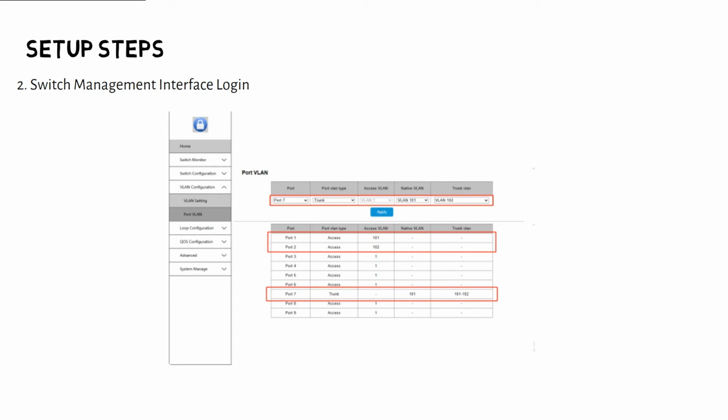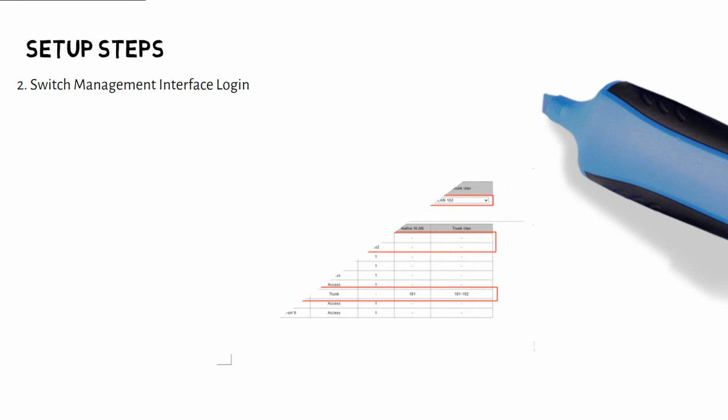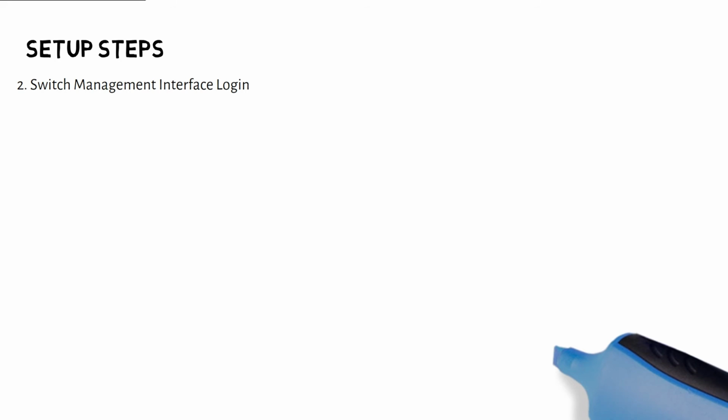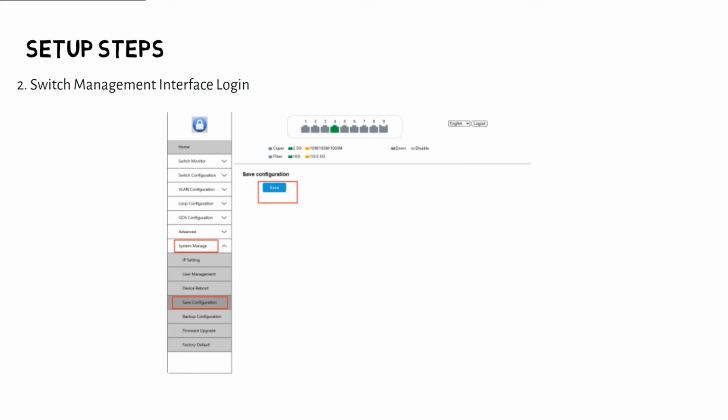Finally, select port 7, set the port type to trunk, and allow VLAN 101 and VLAN 102 in the allowed VLAN section. Finally, click on System Manage, Save Configuration. Then, click Save to prevent the configuration from being lost in case of a power failure.